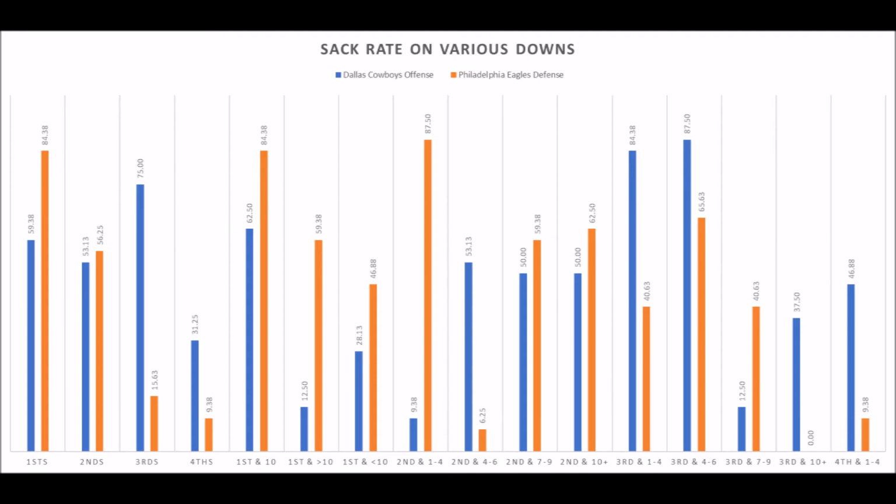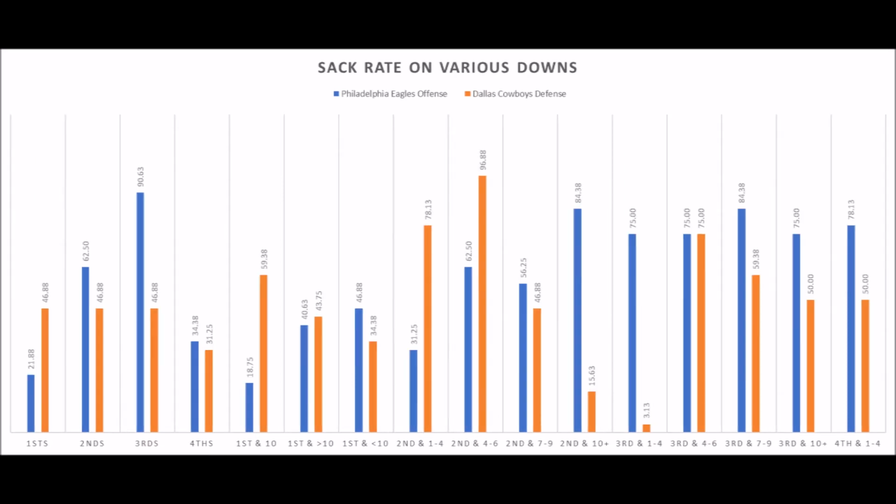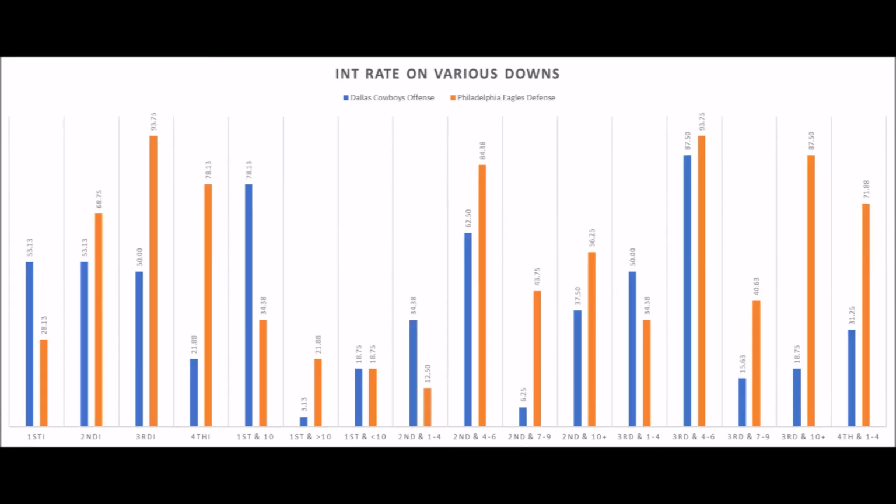Then, of course, we get to the Eagles' offense versus Cowboys' defense in terms of sack rate. In this particular area, the Eagles are favored on second and third down when it comes to data. So that definitely favors them a lot in this area. Then, of course, we get to interception ratio between the Cowboys' offense and Eagles' defense, where the Eagles are favored on second and third down. So again, the Eagles are favored in those two particular downs and distances.